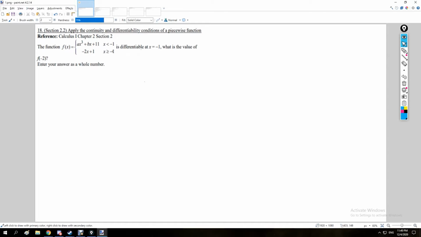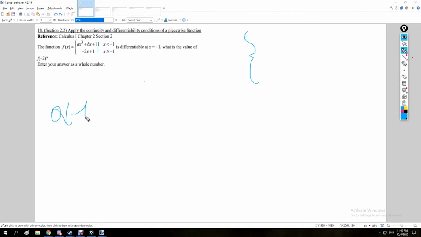Since minus 2 is less than minus 1, we're going to need to use this part of the equation, which means that we're going to need to find a and b. A and b are constants, and two unknowns means that we need to get two equations. This function is differentiable at x equals minus 1, which means that it is continuous at x equals minus 1. So the left side limit is equal to the right side limit at that point, x equals minus 1. Simply substitute x as minus 1 in these two equations and equate them.